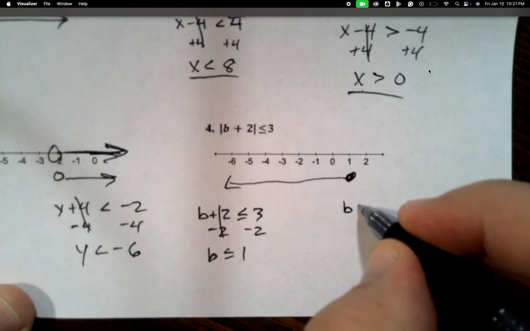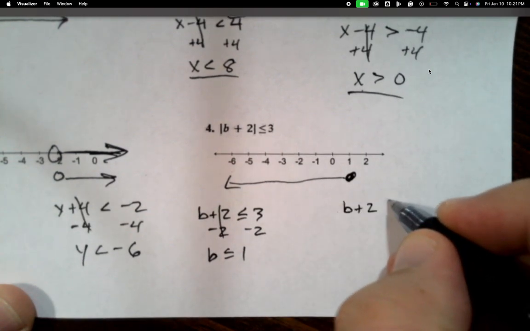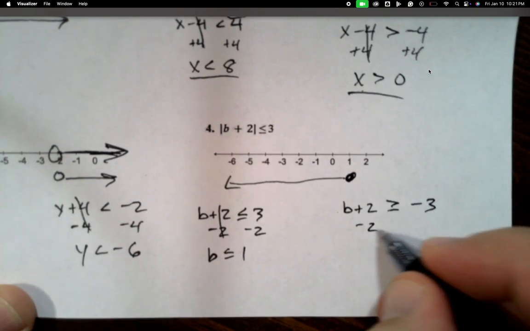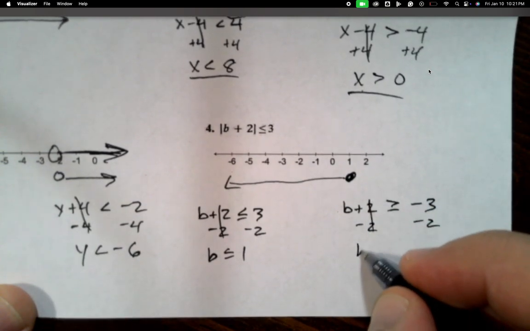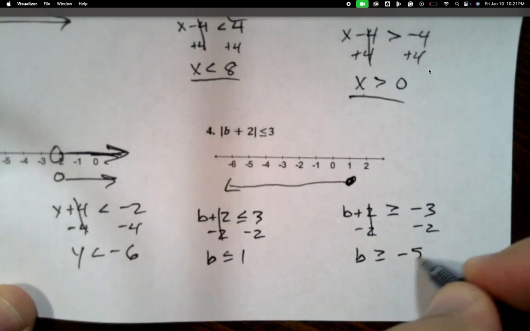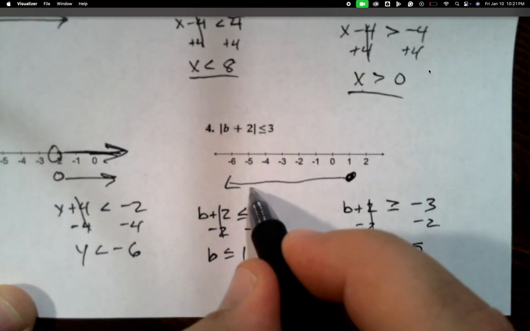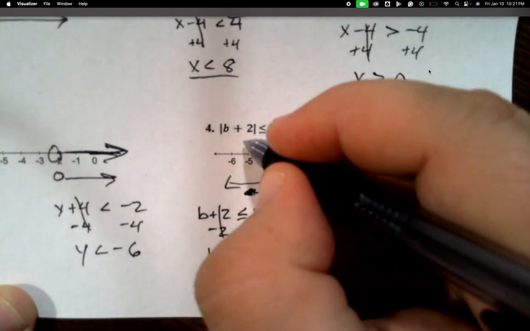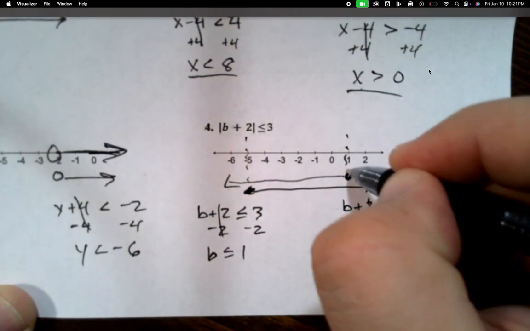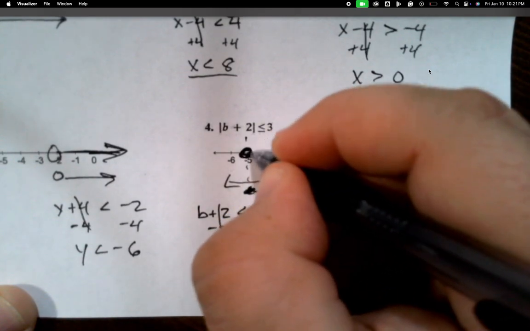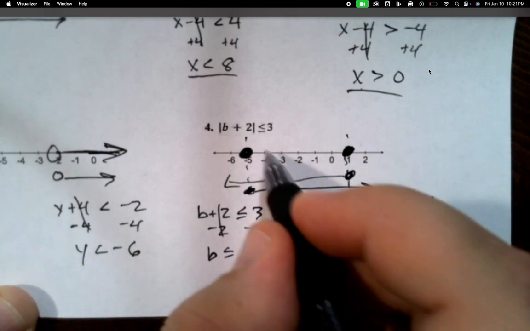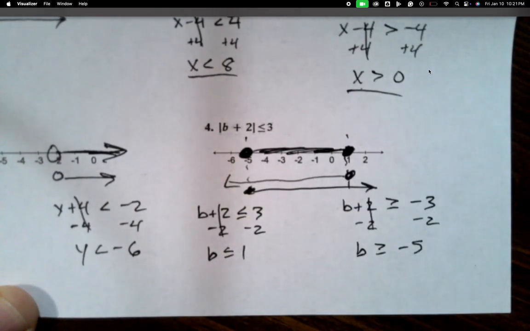Then I write the second scenario where I change it to greater than or equal to and make it a -3. I subtract 2 from both sides. I get b is greater than or equal to -5. So I put a closed circle at -5, shade to the right, so you can see where they overlap is from -5 to 1. So just like they have closed circles at -5 and at 1, we will too, and we'll shade in between.